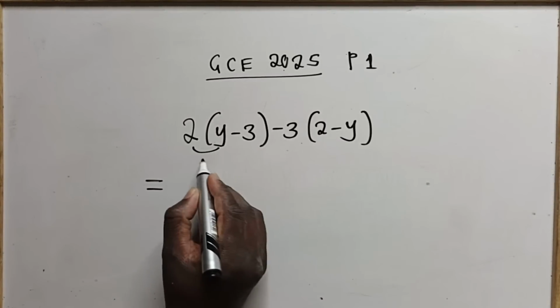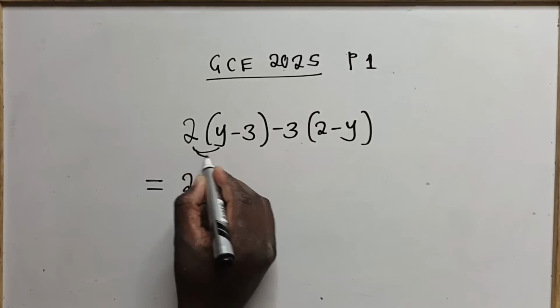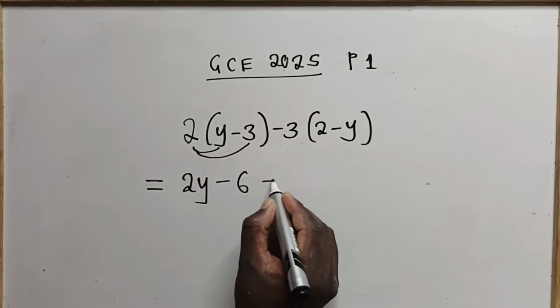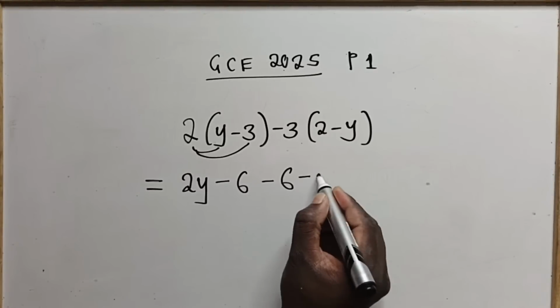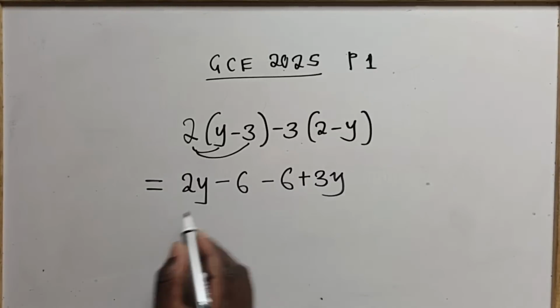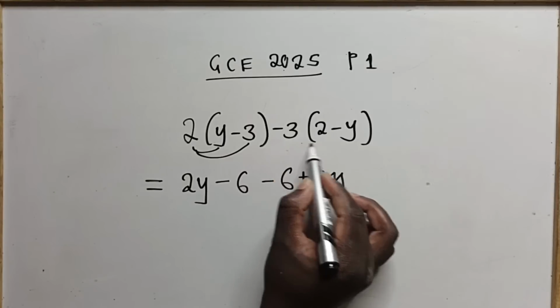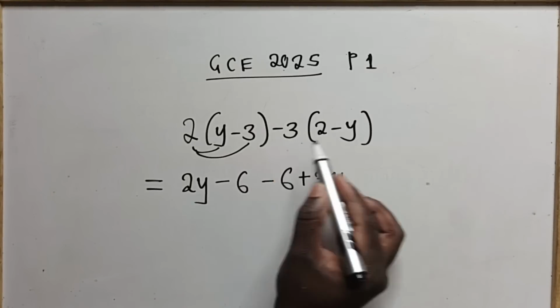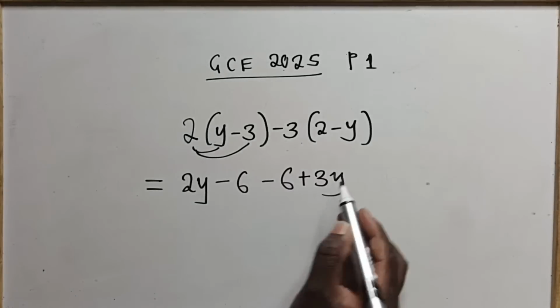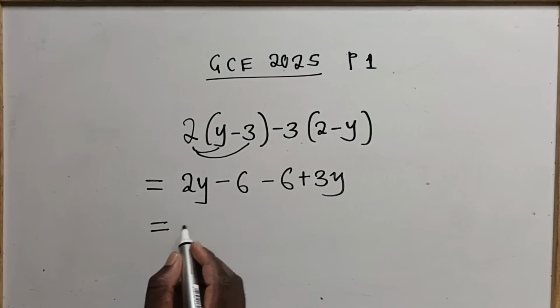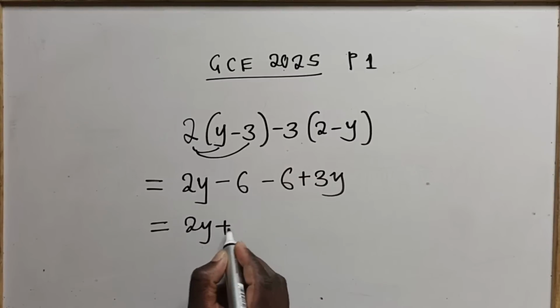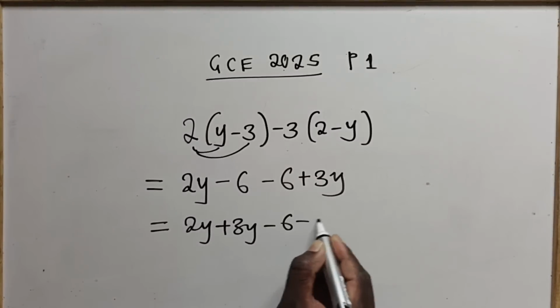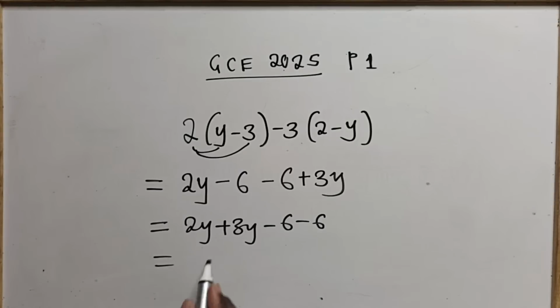So this 2 will be multiplied by y, that is 2y. 2 by 3, that's a negative 6. Here it's negative 6 plus 3y, okay? So when you multiply negative 3 by 2, it's a negative 6. Negative 3 by negative y, it's positive 3y. We now group the like terms, that is 2y plus 3y minus 6 minus 6. This, of course, is giving us a 5y minus 12. So that's the solution. You get 2 marks for this.